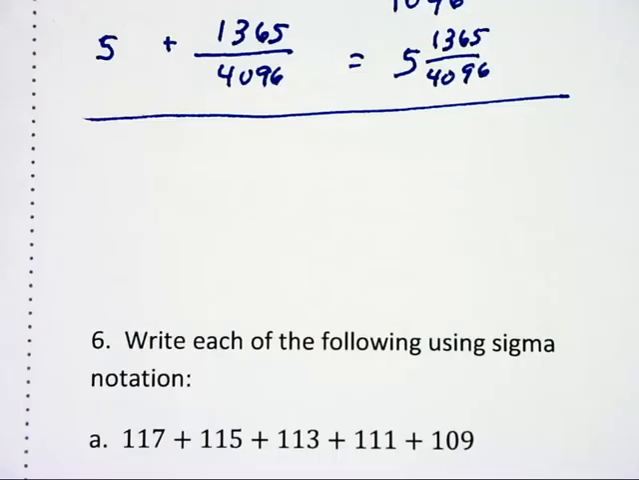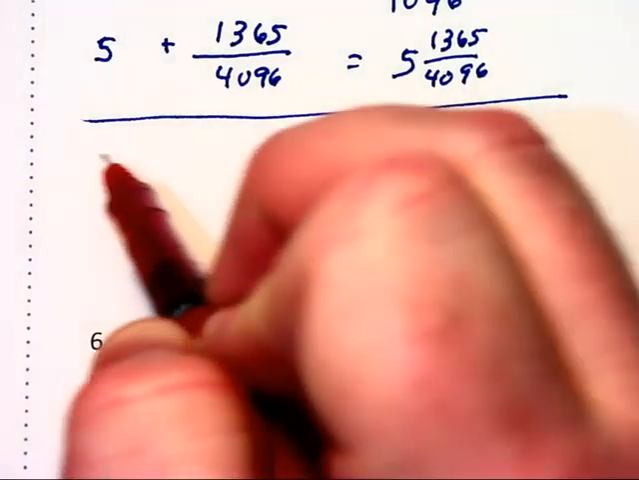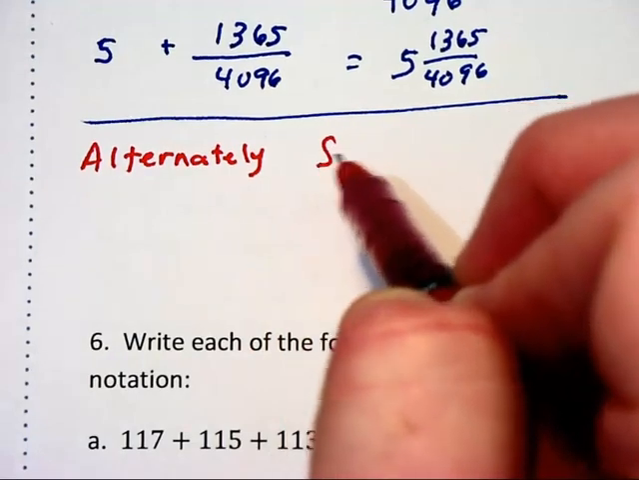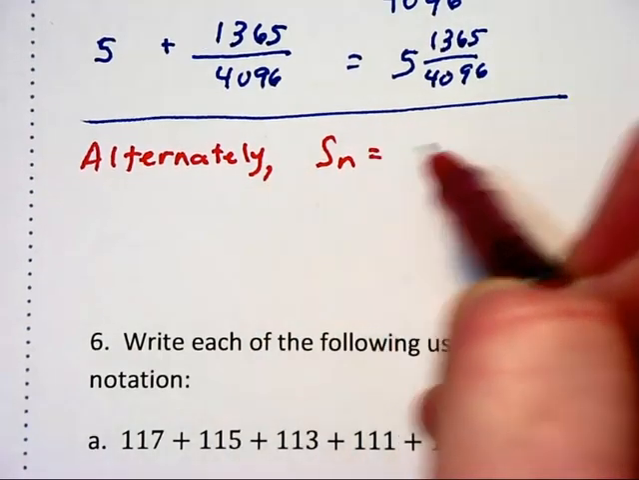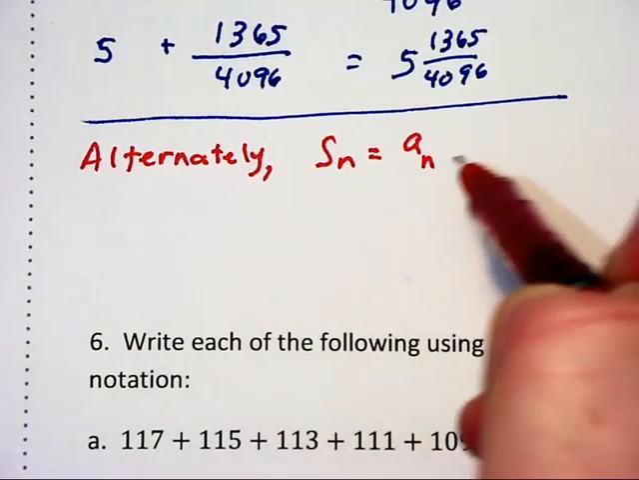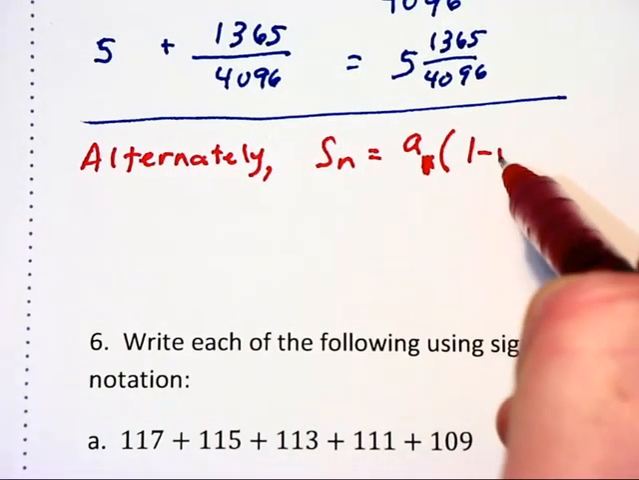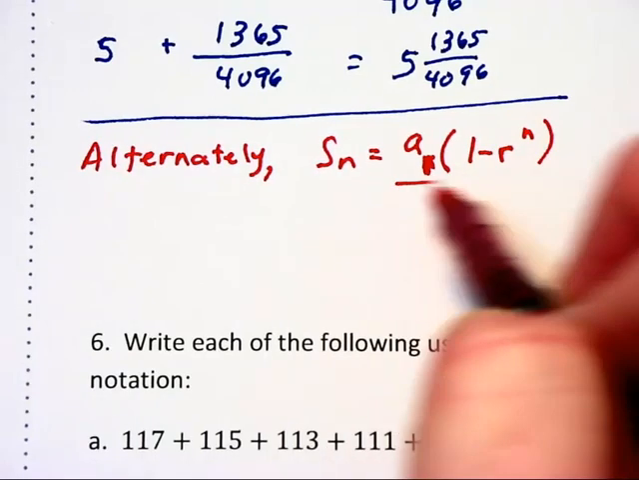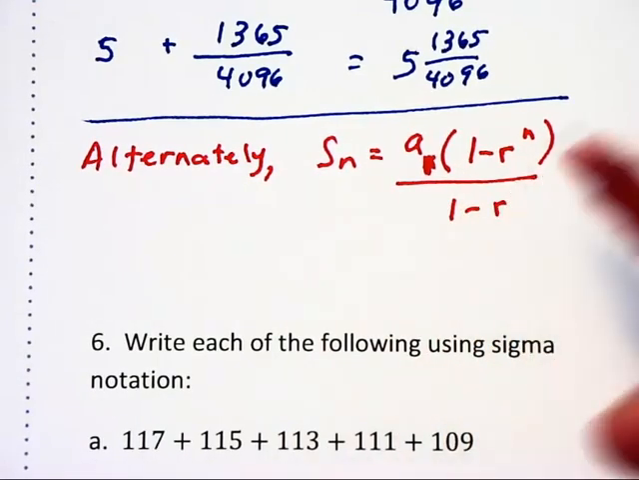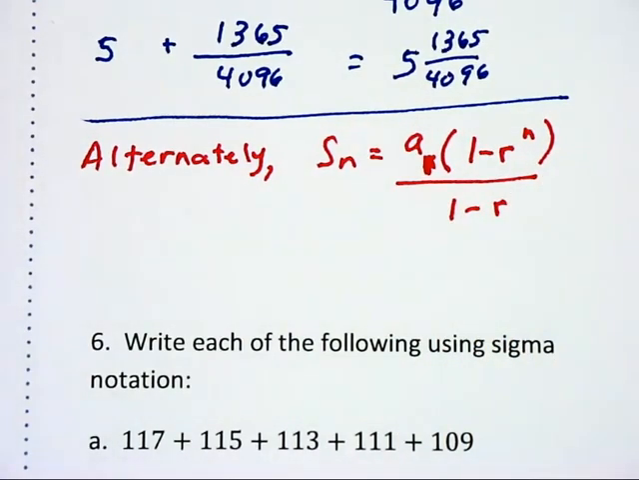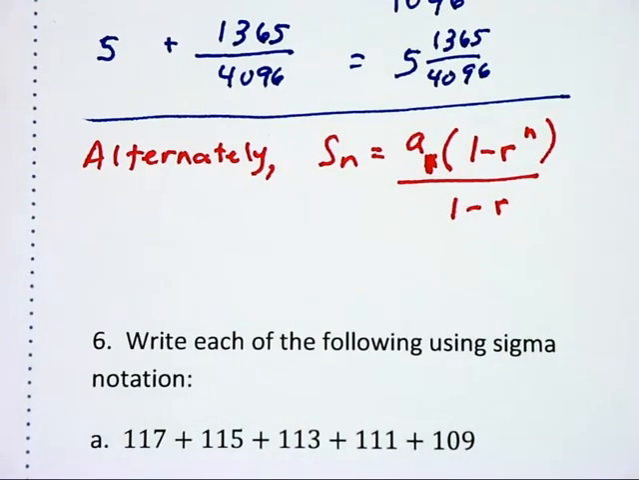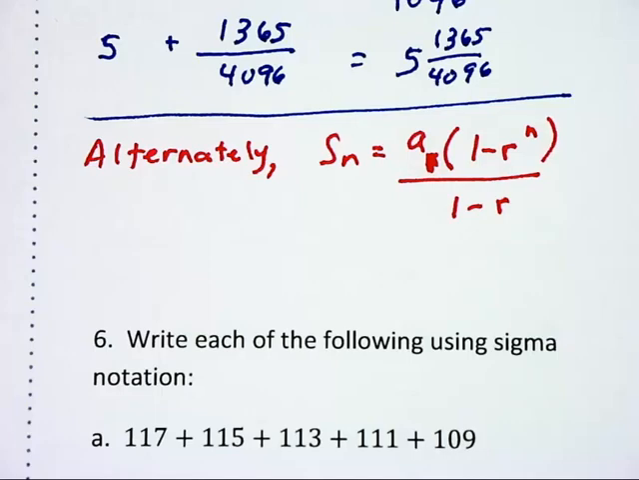Now, there is an alternate way to do this. You do have a choice, and you can use the formula S sub n is equal to a sub 1 times 1 minus r to the nth power all over 1 minus r. But you're going to have some pretty messy numbers doing it that way also, and there really is no quick and easy way for this problem. You're going to have to deal with those fractions.